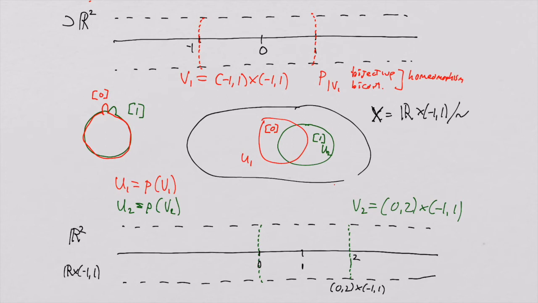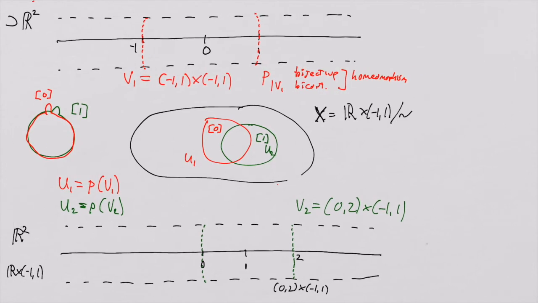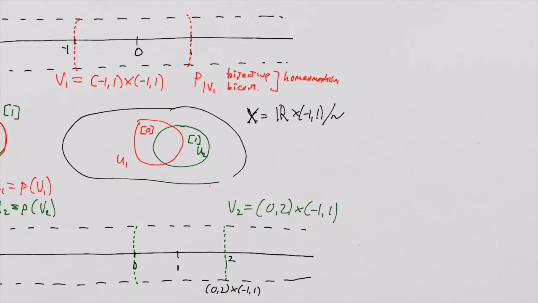And it's a mapping. So how I'm running out of a little bit of space here. Let me think about what I want to do. I think I'll move it over a little bit. And I want to say that P restricted to V1 is a mapping from V1 to U1, right?